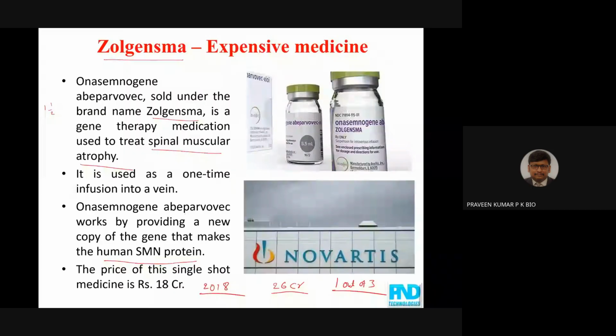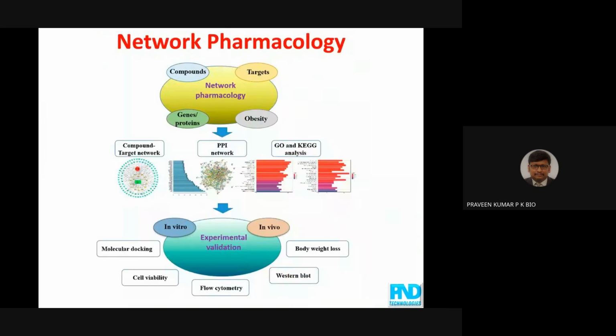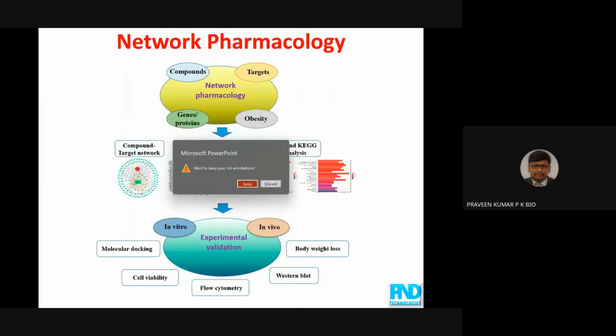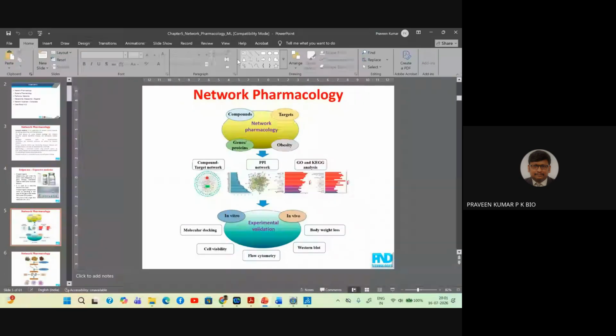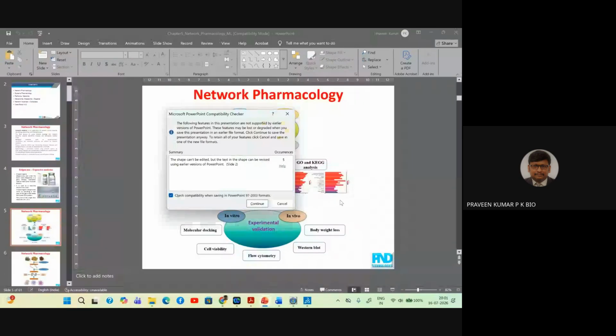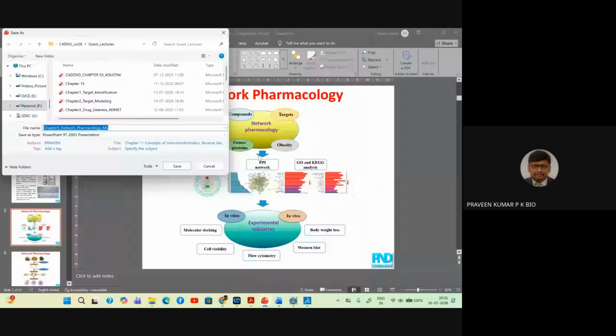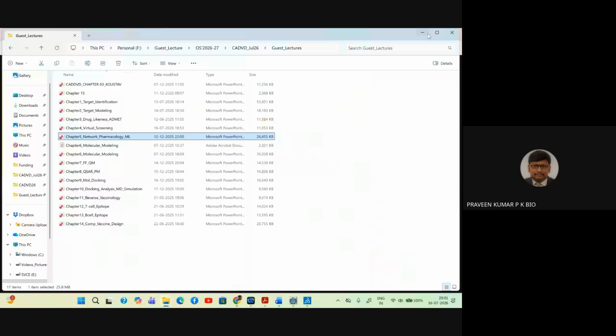So like this, we have so many rare diseases. 1 in 1 million can get that. 1 in 10 million can get that. So to come up with a medicine, obviously we need this kind of computer-aided drug and vaccine design course. More about this network pharmacology and how to practice the practical approach, we'll be discussing tomorrow.